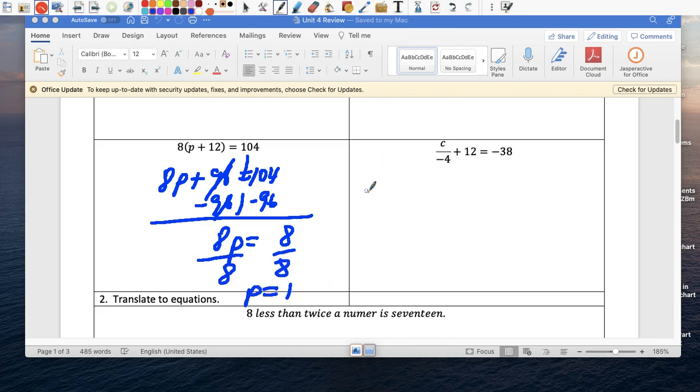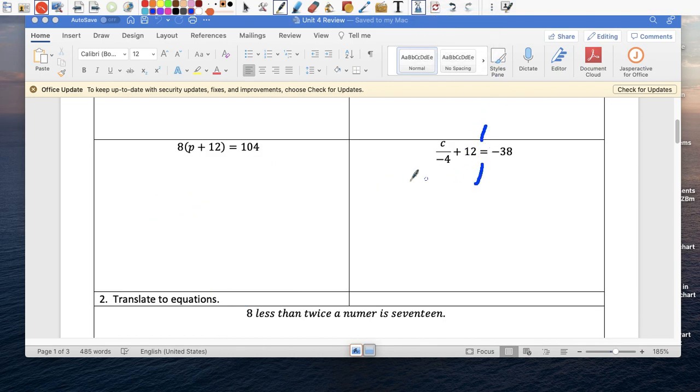How nice is that? Substitute, you get 8 times 1 plus 12 equals 104. So inside the parentheses, you can do the distributive property, or you can just do order of operations. 1 and 12 is 13, right? And then 8 times 13 is indeed 104, which is equal to the expression on the right side.